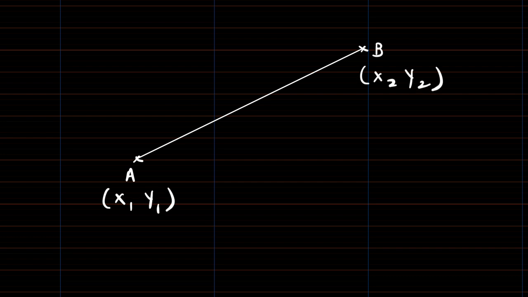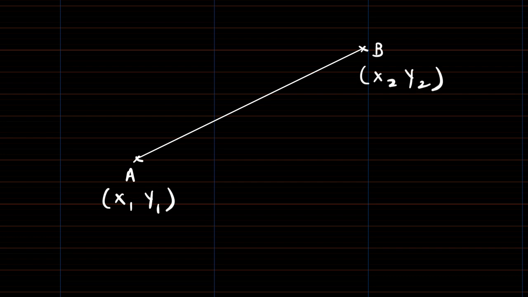Now again, I'm drawing a line and I'm labeling some coordinates. So first of all, let me label this thing as A. So this point is A, this point is B, coordinate of A is x1, y1, coordinate of B is x2, y2.